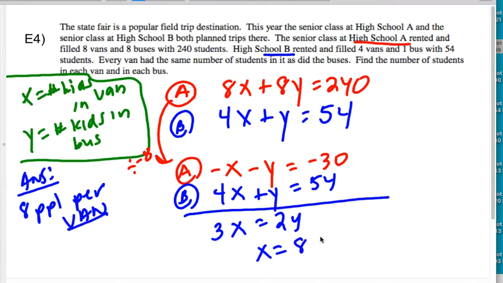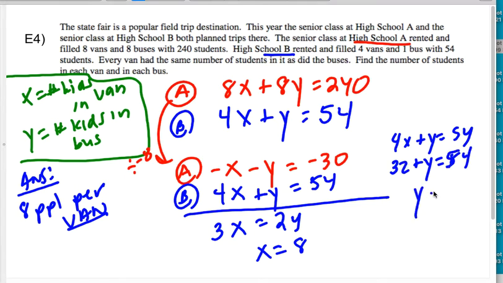And then since I know 4x plus y equals 54, sorry, 54 every time with this pen. So that's going to be 32 plus y equals 54, right? And when I subtract the 32 over, I get that y is 22. So there are 22 people per bus. Okay, and that's my answer.